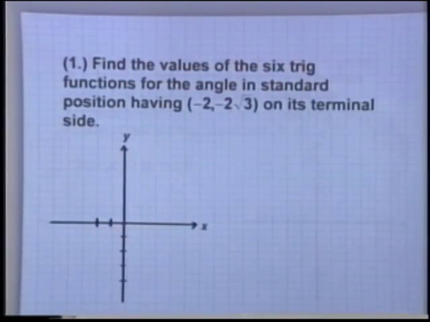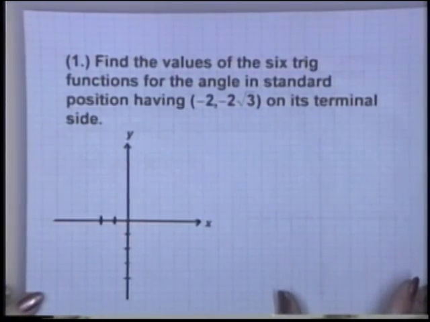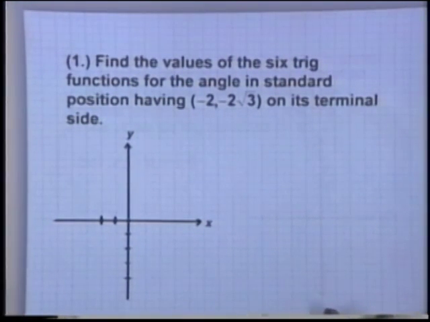This problem's a lot like that other problem that we worked, but maybe a little more challenging. Find the values of the 6 trig functions for the angle in standard position having -2, -2 times the square root of 3 on its terminal side.